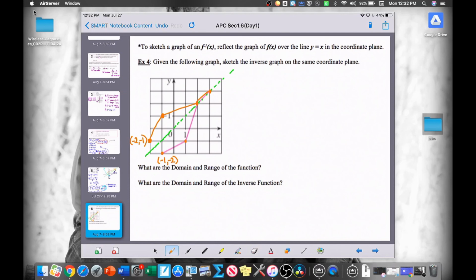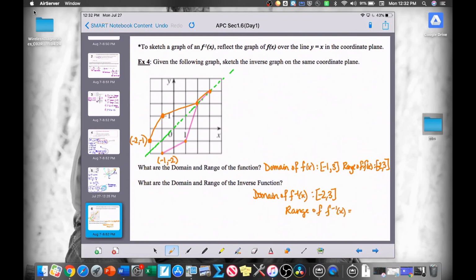So the last two questions ask us basically that question. What are the domain and range of the original function? Well, the domain of f of x is from x equals -1 up to 3, and the range of f of x is from y equals -2 to y equals 3. Sorry, that's a little messy. What are the domain and range of the inverse function? Well, the domain of f inverse is just going to be the range of f, so that's going to be -2 to 3, and the range of f inverse of x is going to be the domain of f of x, which is -1 to 3.